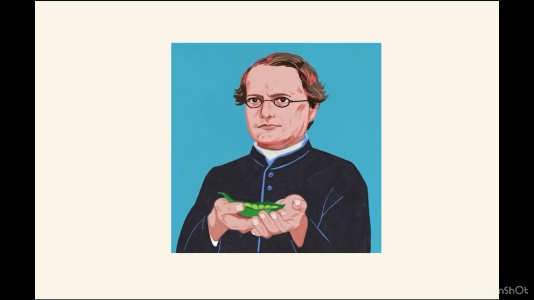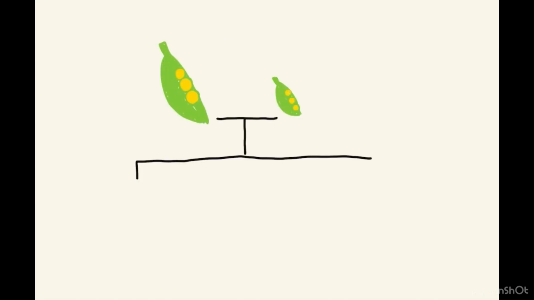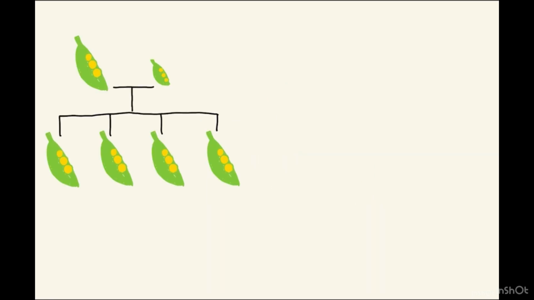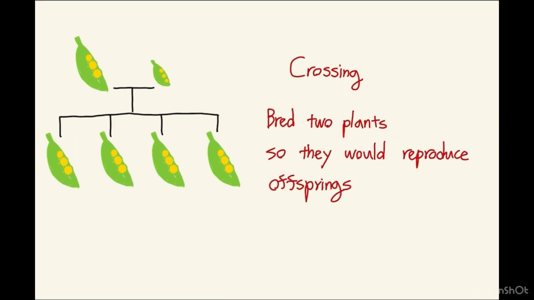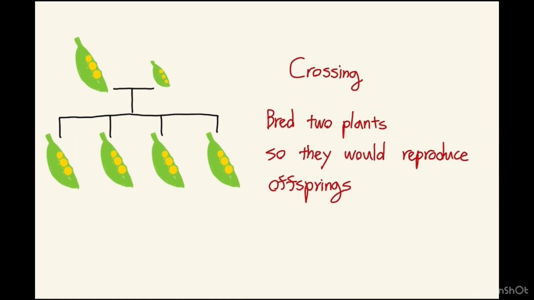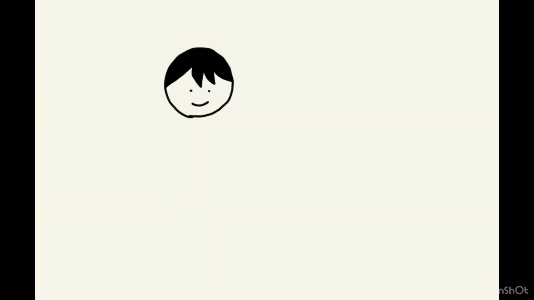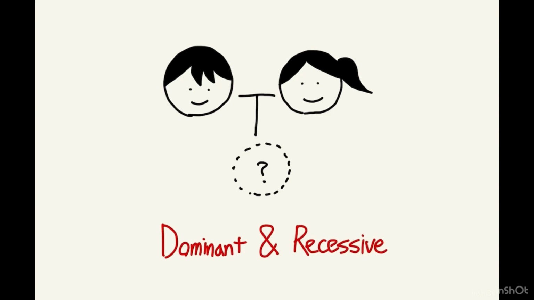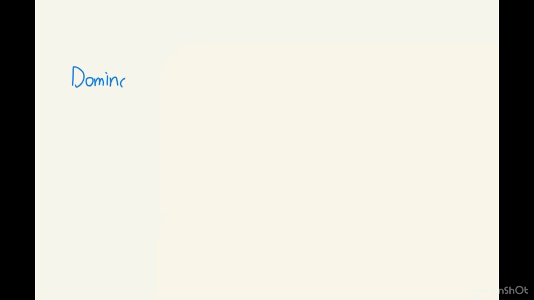In one experiment he conducted, he crossed a tall pea plant with a short pea plant. He found that the offspring of these two parents were all tall. Here, crossing is another way to say that he bred the two plants so they would produce offspring. Since Mendel knew that during reproduction, each parent plant would give one gene for height to its children, he determined that there must be dominant and recessive traits.